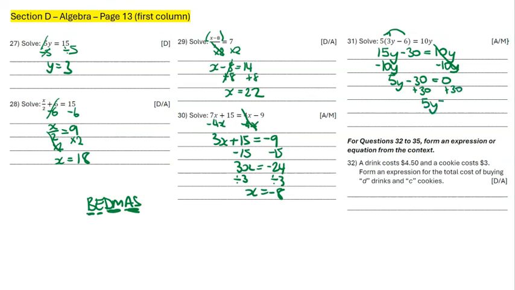So we've got 5y equals 30. And then we can do a divide by 5 to get rid of that times 5 as well, which means y is equal to 6.